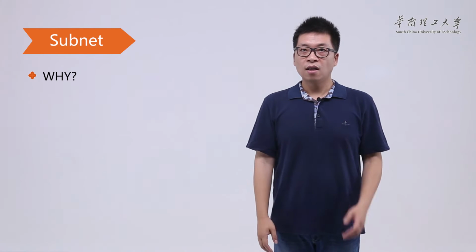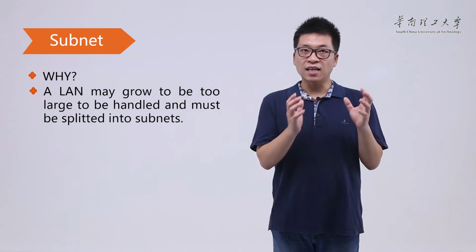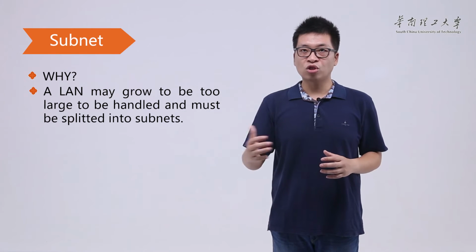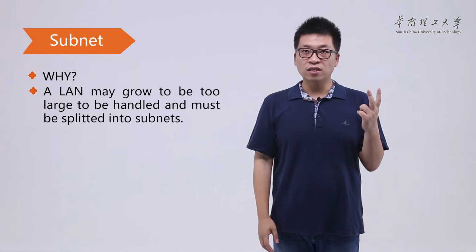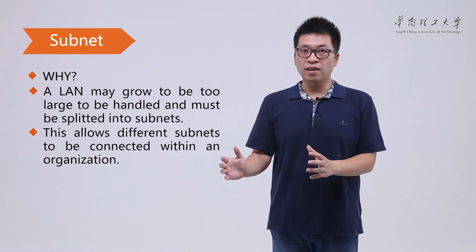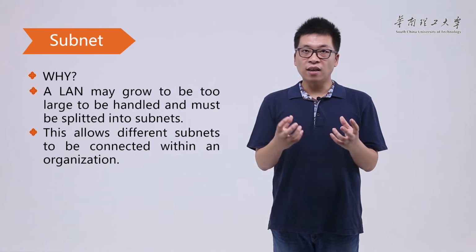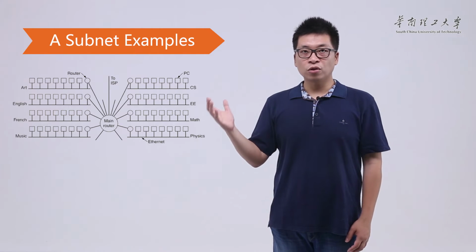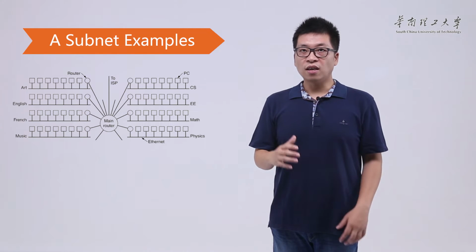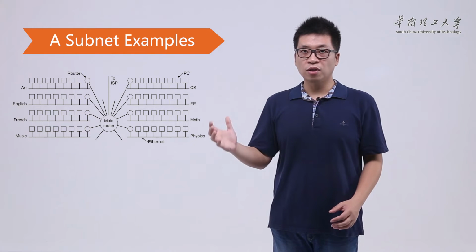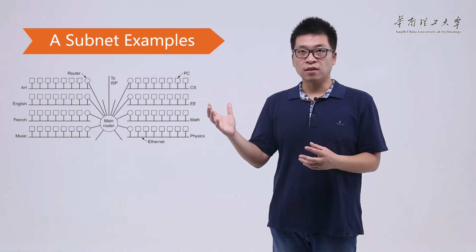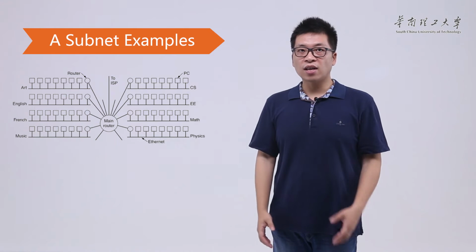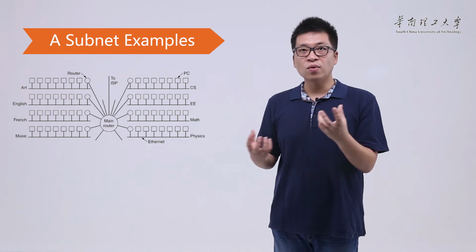The question now is why we need a subnet. The first reason we have mentioned is that a LAN may grow to be too large to be handled and must be split into subnets. The second reason is to allow different subnets to be connected within an organization. The diagram shows an example of subnets. In a university, different schools' networks are organized as subnets which are connected to the main router. The main router connects outside internet and internal subnet.